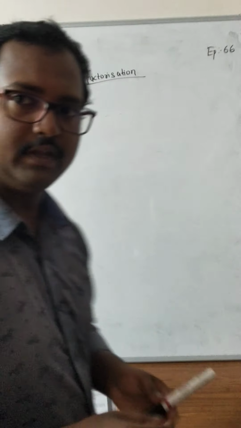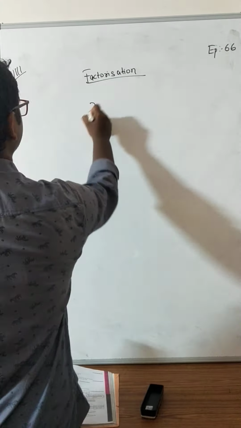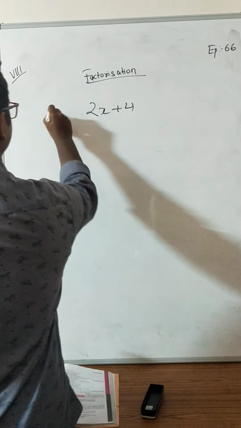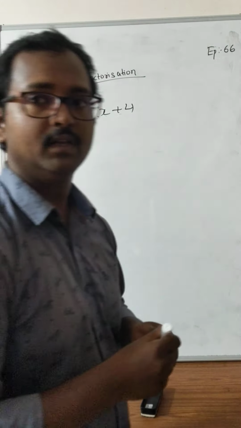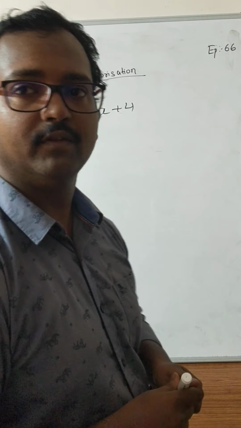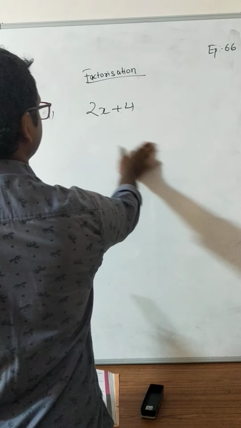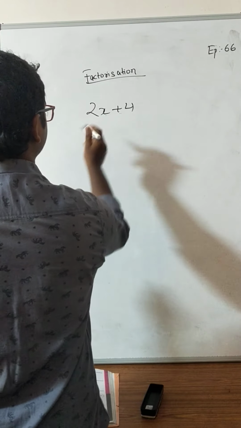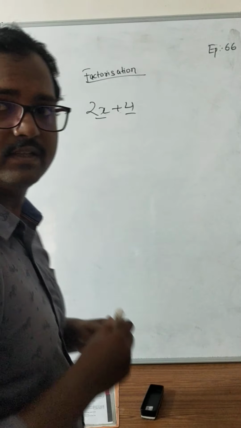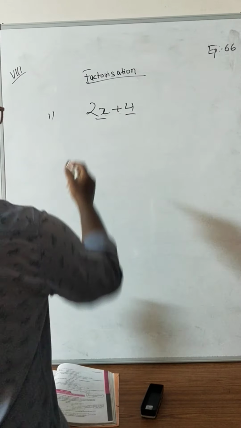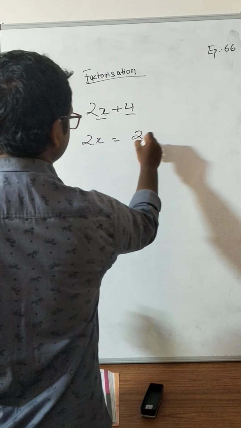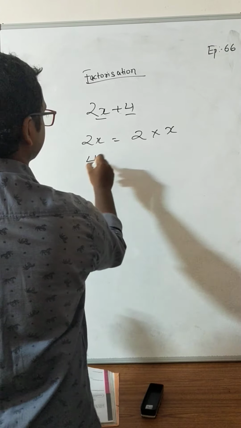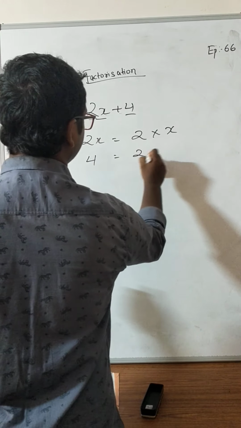So the first thing that we have to study in factorization is to take common values, common factors. Now see, there's a number which is 2x plus 4. This is the question. We have to take something common and factorize this. There are two terms, 2x and 4. The first term, 2x, can be written as 2 into x. The second term, 4, can be written as 2 into 2.